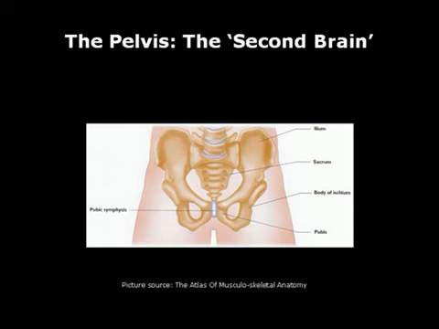Now the pelvis, in terms of posture, is the heart of it all. It's been nicknamed the second brain because of its importance in the body. The pelvis can deviate in a number of ways. It can elevate on one side, it can rotate forward, and it can tilt. So the pelvis can go into what we call an anterior tilt, which is forwards, or a posterior tilt, which is backwards.